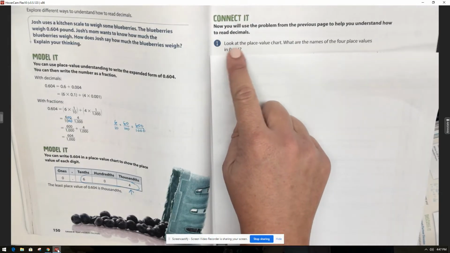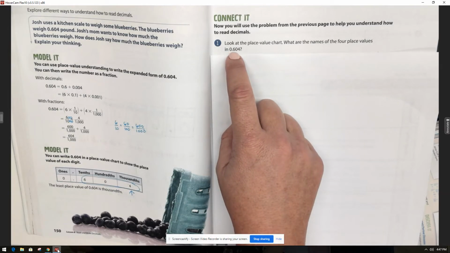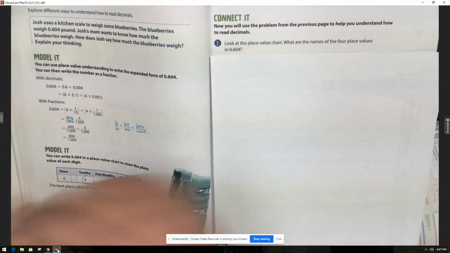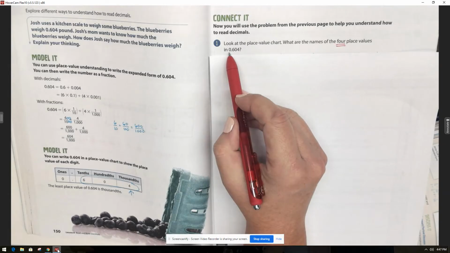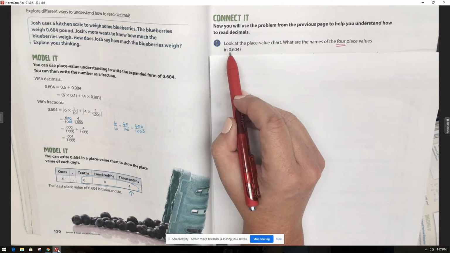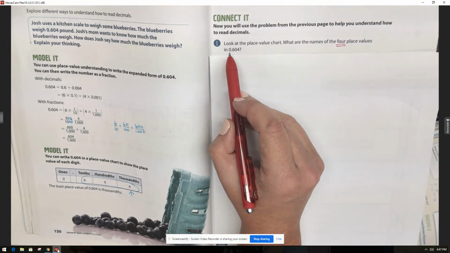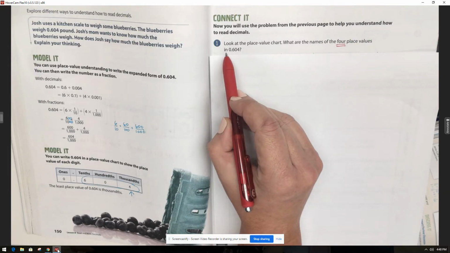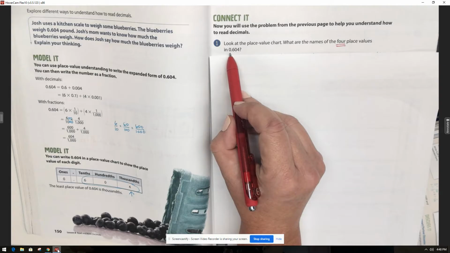All right, so number 1 says, look at the place value chart. What are the names of the 4 place values in 0 and 604 thousandths? Now notice that they said 4 place values. It's very important that even though this 0 doesn't have a digit greater than 0, it doesn't have a 1, 2, 3, 4, 5, 6, 7, 8, or 9, it is still a really important placeholder because that's telling us that we have 0 wholes. There's nothing greater than 1 in this decimal. So this place value, even though it's a 0, is still very important.